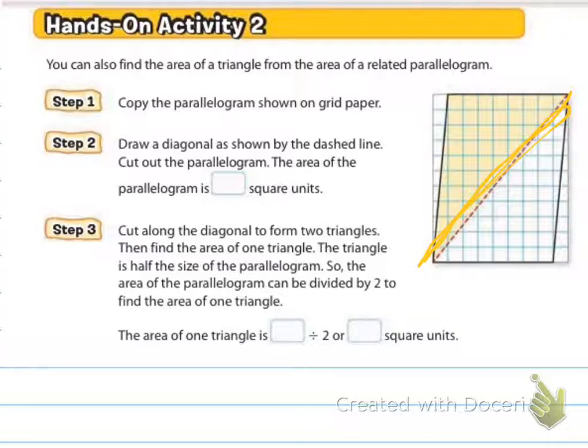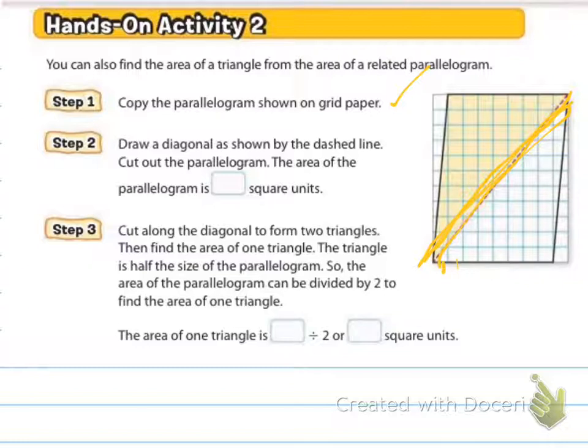If we're trying to figure out what the units are, let's see, it says copy the parallelogram shown on the grid paper, draw a diagonal as shown by the dashed line, cut out the parallelogram. The area of the parallelogram is blank square units. All right, so if we're going to figure this out, let's figure out what the square units will be.